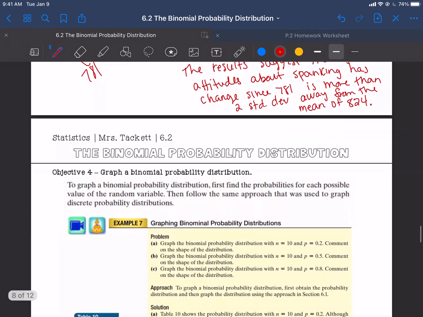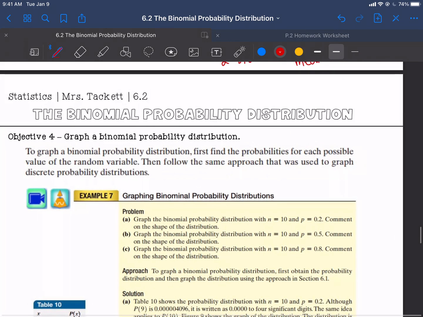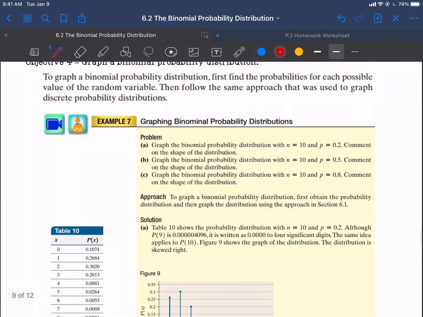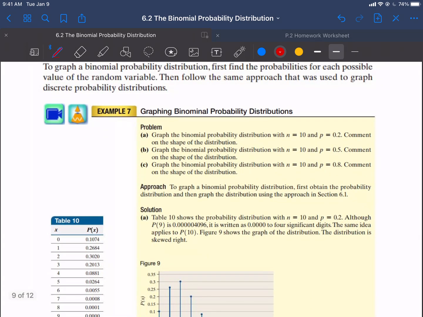Okay, so objective 4, we're going to graph a binomial probability distribution. To graph a binomial probability distribution, it says first find the probabilities for each possible value of the random variable and then follow the same approach that we used previously to graph discrete probability distributions. So this example is kind of already done out for us. We're just going to take a look at it.